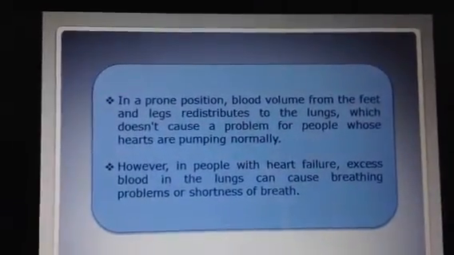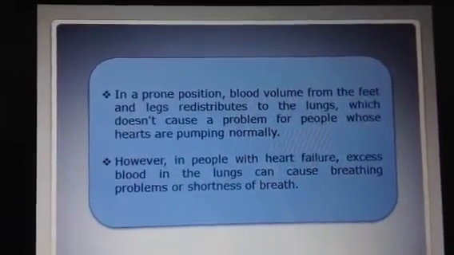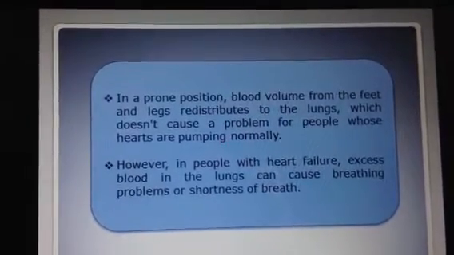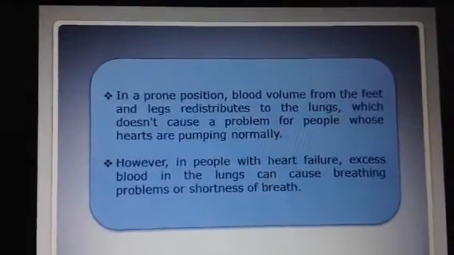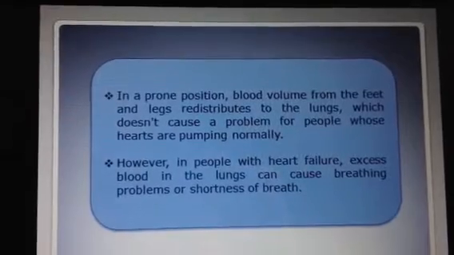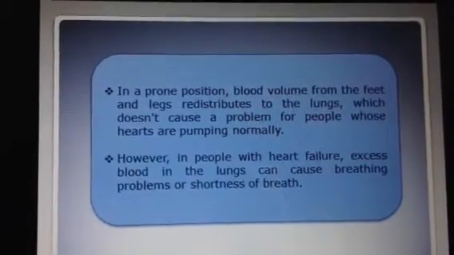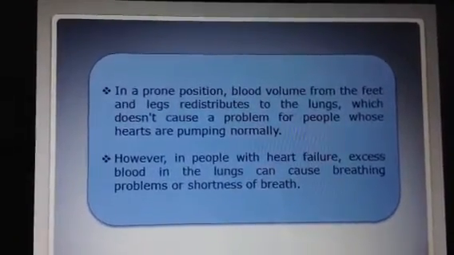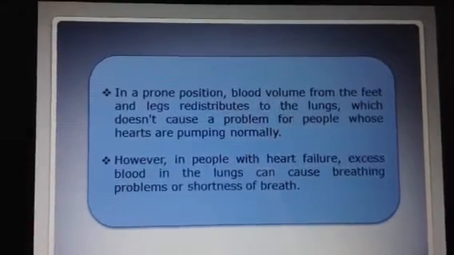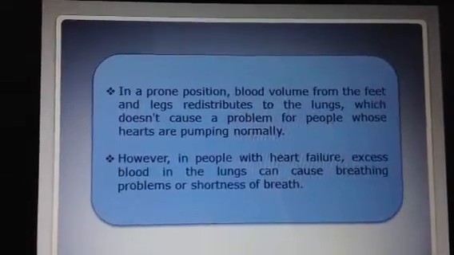In a prone position, blood volume from the feet and legs distributes to the lungs, which doesn't cause a problem for people whose hearts are pumping normally. However, in people with heart failure, excess blood in the lungs can cause breathing problems or shortness of breath.